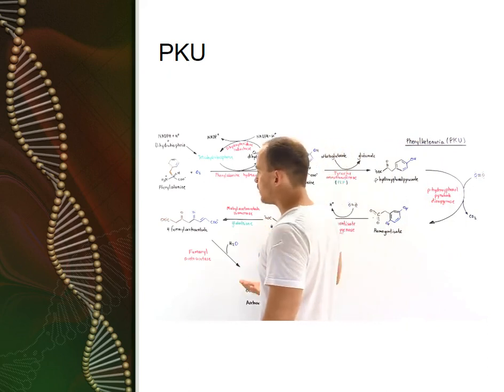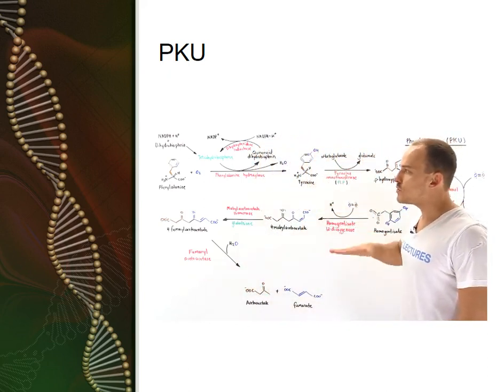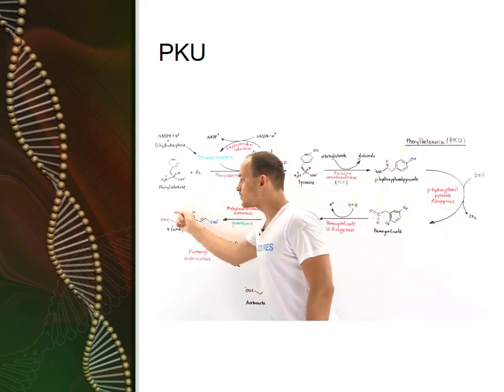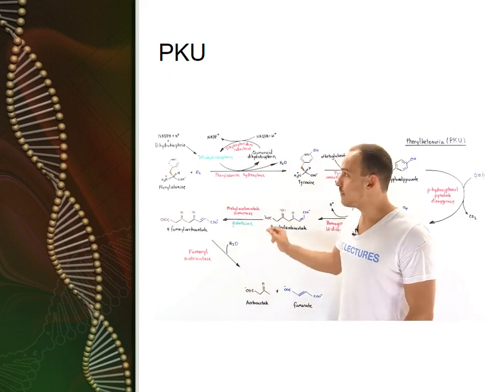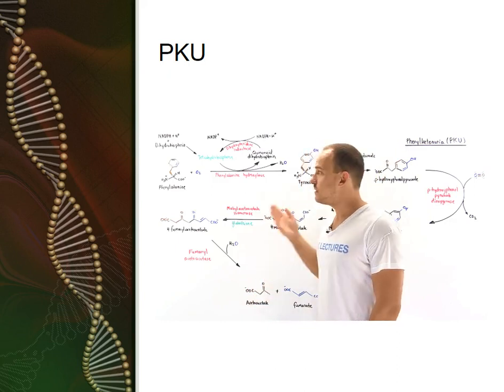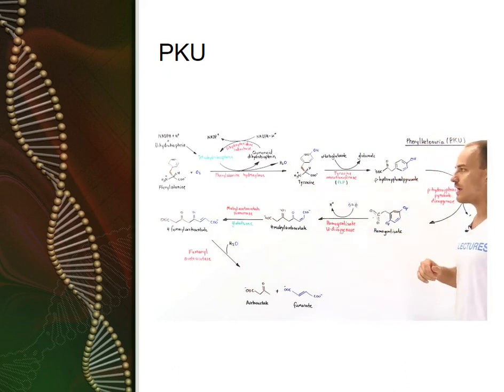Now, how do we treat this patient with PKU? Well, essentially, we have to limit protein intake, and we limit specifically phenylalanine. So we give just enough phenylalanine for that patient to be able to build new protein, but we have to limit that phenylalanine because the patient can't transform that phenylalanine to tyrosine.